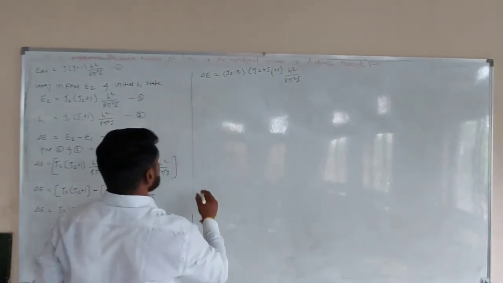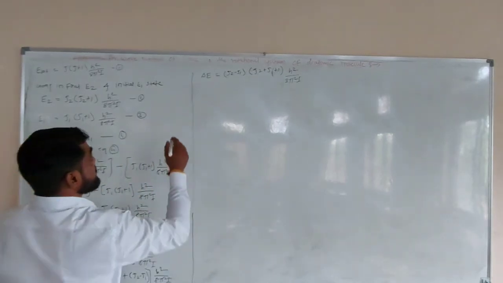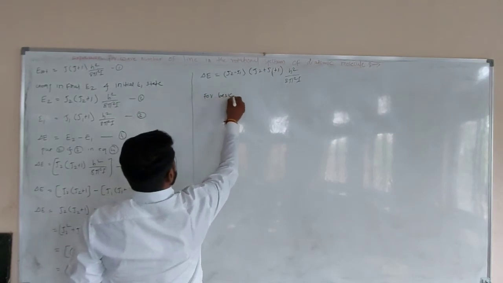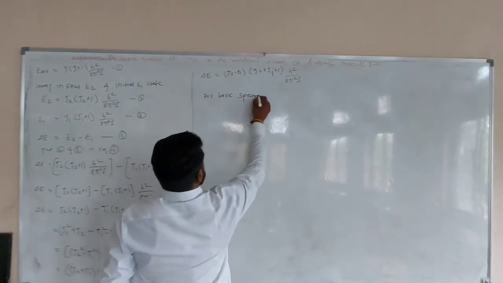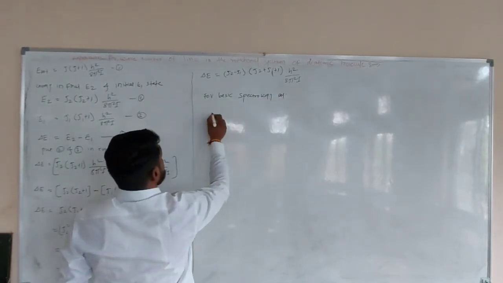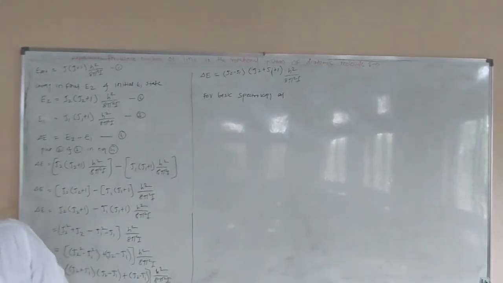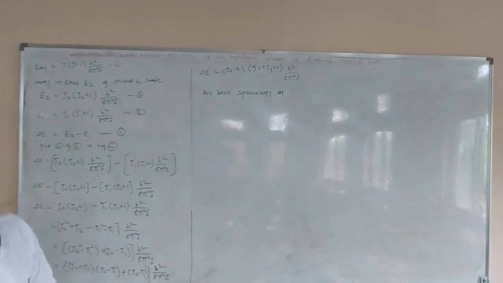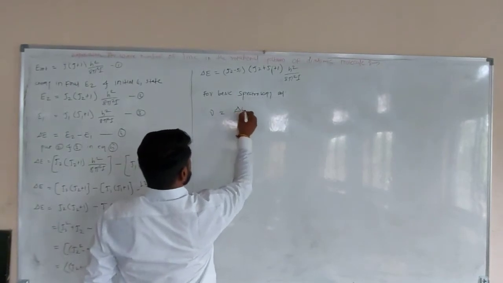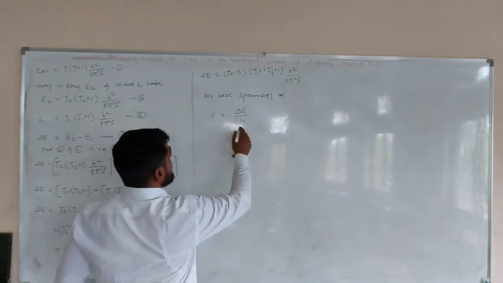Now this is the equation of the energy of rotation. Now for the basic spectroscopy equation, nu is equal to delta E by h. This is the basic spectroscopy equation: nu is equal to delta E by h.